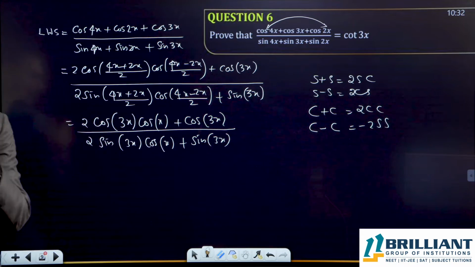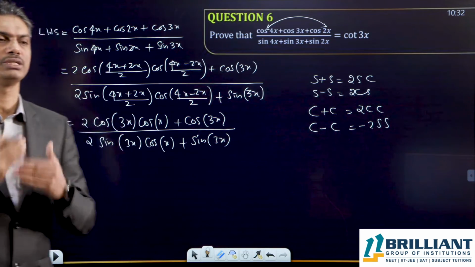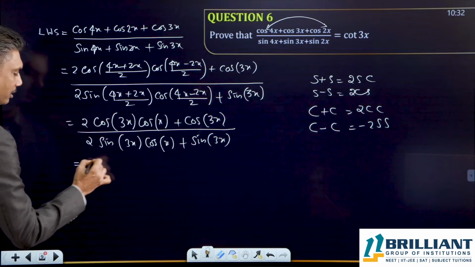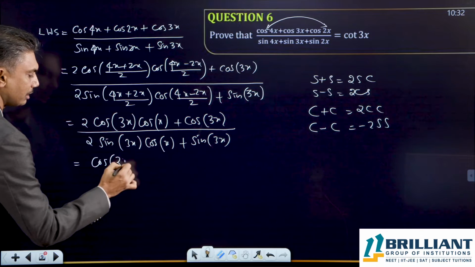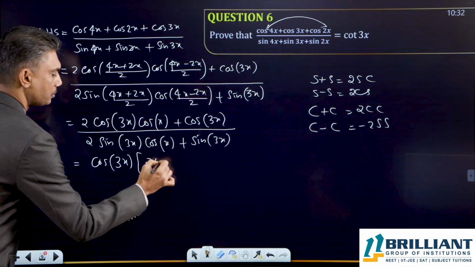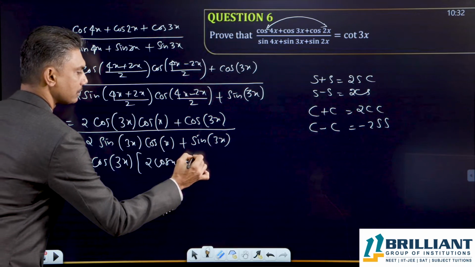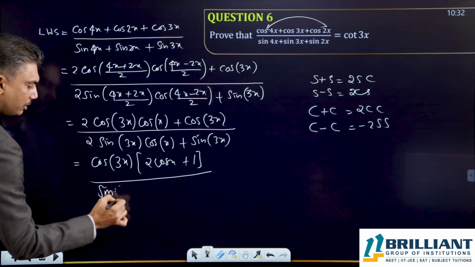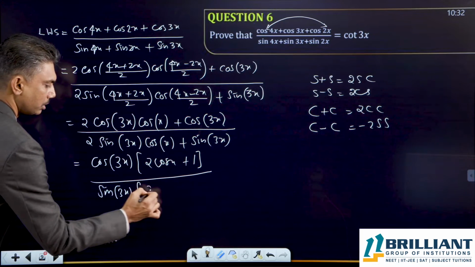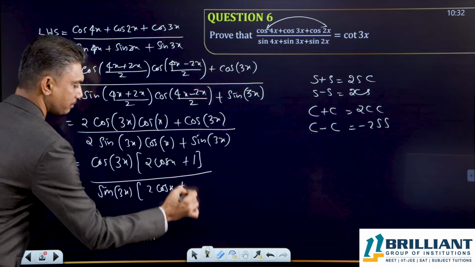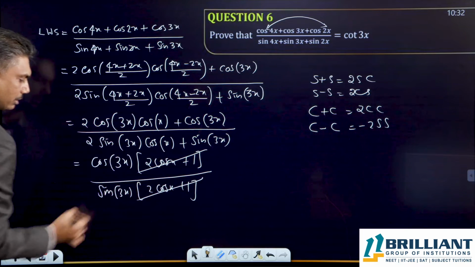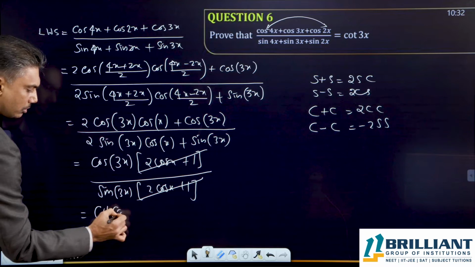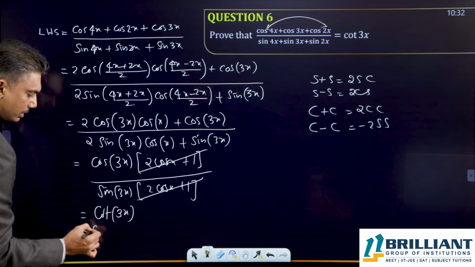Now, in numerator and denominator, we have something common. What is that? Cos 3x common. So, I took cos 3x common. Cos 3x into 2 cos x plus 1 by sin 3x into 2 cos x plus 1. Cancel, cancel. So, what is cos 3x by sin 3x? Cot 3x equal to RHS.